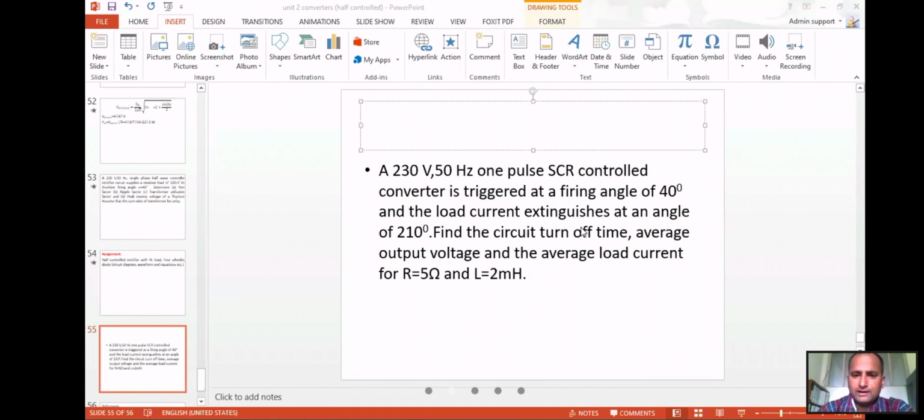Yesterday I was just going through the textbook and I feel that this is a little bit unique type of problem, so I thought we'll solve this problem. A 230 volt 50 hertz one pulse SCR controller. One pulse means half control, right? So if it is two pulse, it means full control converter. So this one pulse SCR control converter is triggered at a firing angle of 40° and the load current extinguishes at an angle of 210°. Find the circuit turn off time, average output voltage and the average load current for R equals 5 ohm and L equals 2 millihenry.